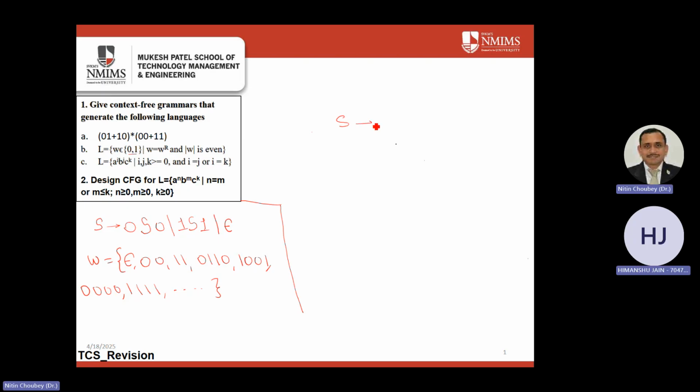Let's go for this: 1, 1, 1, 1, 0, 0, 1, 1, 1, 1. That means what? This whole thing is W, which reads the same forward and backward and has even length. On the left hand side and right hand side, we have symbol 1. So S gives 1 S 1, then again 1, 1 S 1, 1. We are applying just this rule. 1, 1, 1, S, 1, 1, 1. So total 4 ones are there.